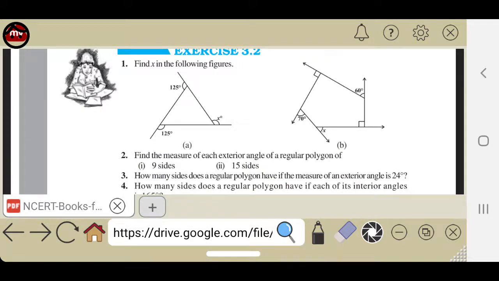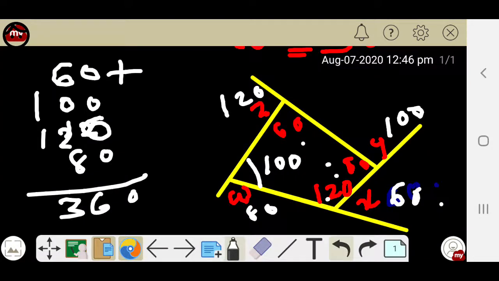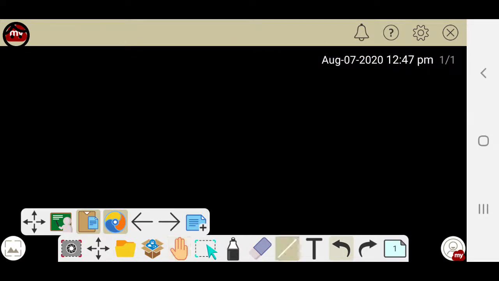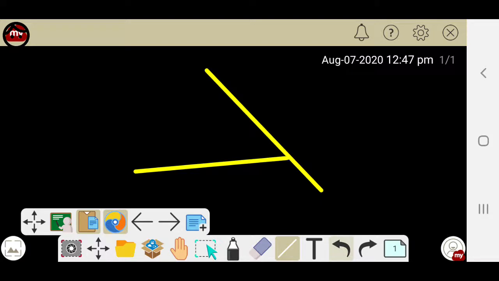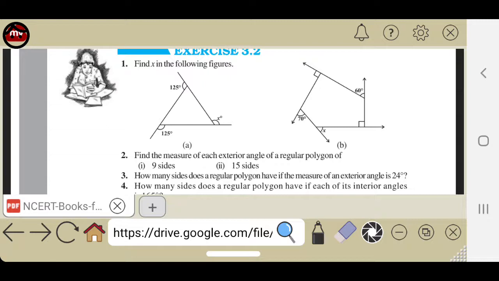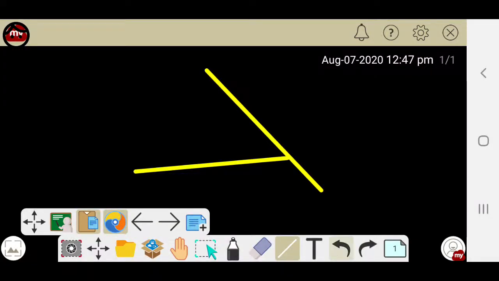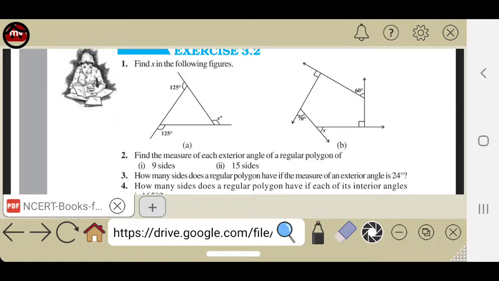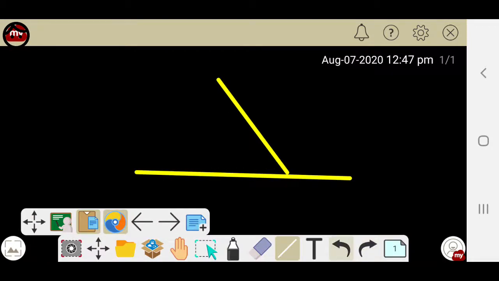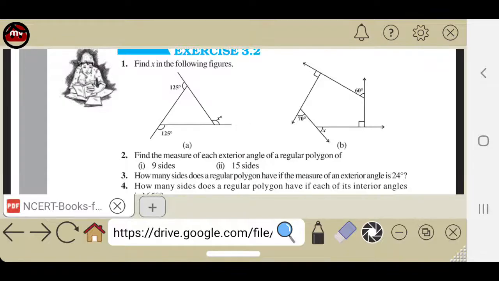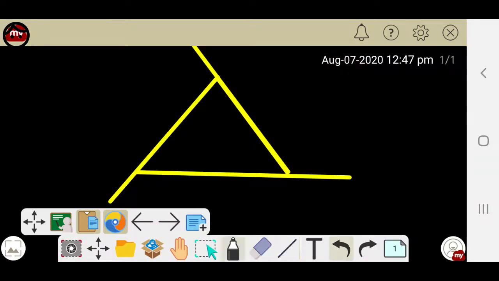Find x in the following figure. Okay, here we can easily do the first question, with the measurements given 125, 125, then x. Simple problem, dear children.